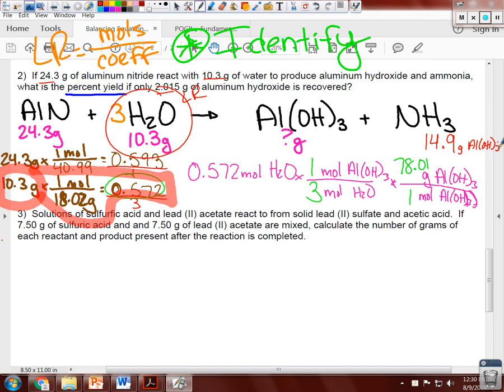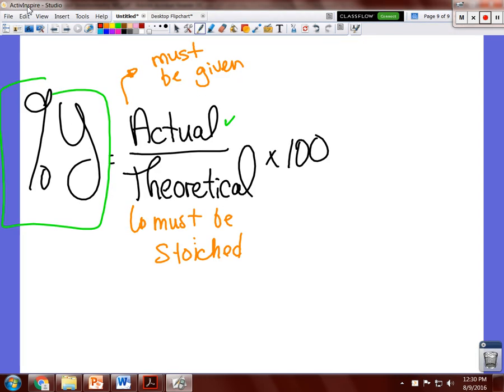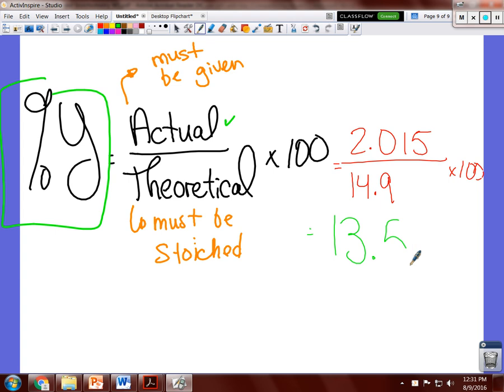However, if this were done, according to this, how much was actually recovered in this experiment? Did they do a good job or a bad job? It's a really bad job. Okay, so let's go back to this slide right here, and I'm going to plug these numbers in. Help me out. It was 2.0 what? 15 divided by 14.9 times 100, and they gave you what percentage? 13.5. They need to redo their lab. Okay.